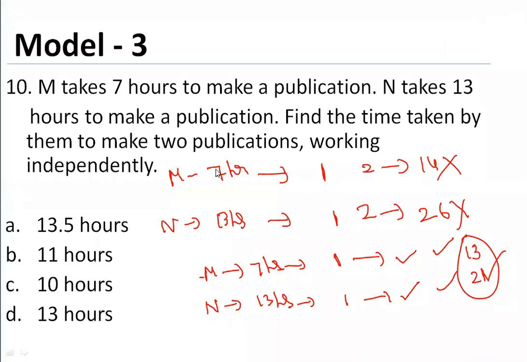I tried allocating the two publications to M, but it is taking 14 hours, so it's not there in the options. I tried giving the two publications to N. That is also not working. So if I need two publications, what is the other way that I can finish my work? The other way is I can make M do one publication in 7 hours, and N will do one in 13 hours. It's not 7 plus 13 by 2 or 7 plus 13. At a time, you tell them to make a publication.